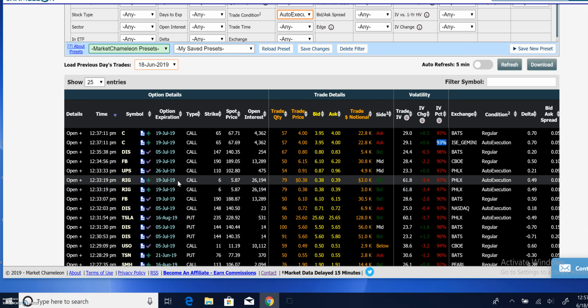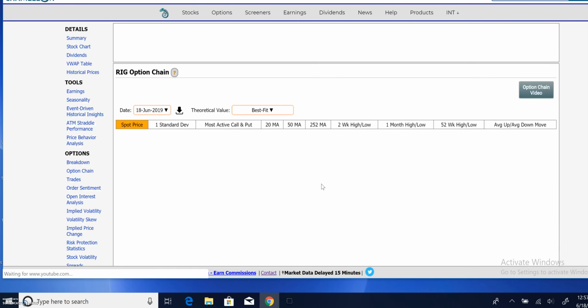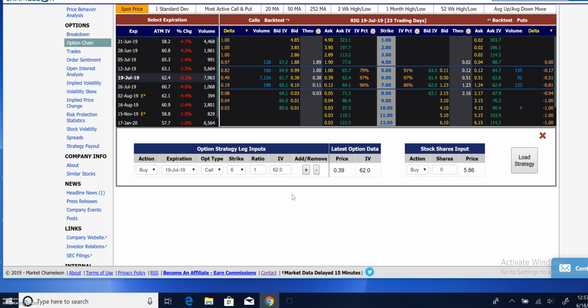Let's just say the July 19th RIG call. Right now it's saying it's in the 97th percentile, 61.8 implied volatility. I'm going to click on that to go to the options chain. When the options chain loads, we see over here this is the July 19th 6 call, which is over here in the 97th percentile rank.